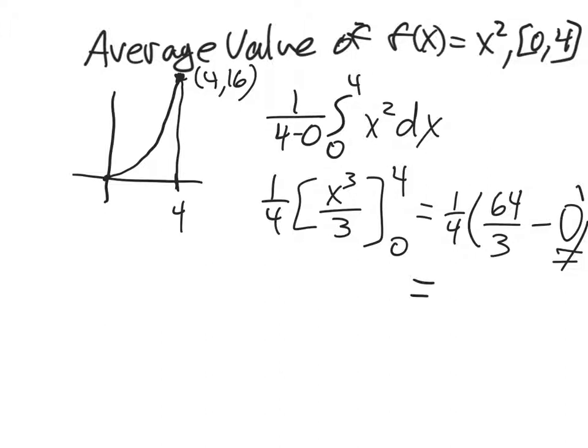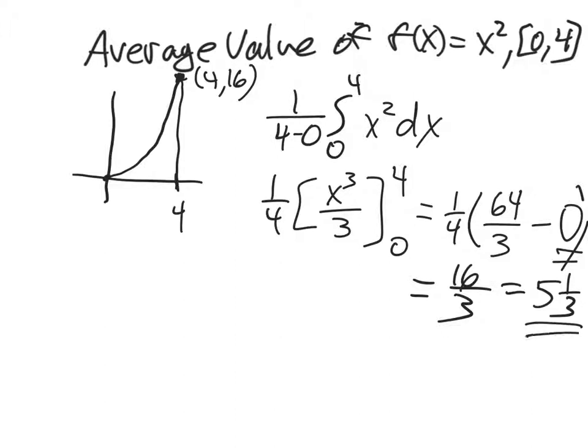So our average value here, let's see, 64 divided by 4 would be 16. 16 over 3, which gives us a little better perspective. 5 1/3. Now, calculating it's not that difficult, but do you really know what that value means.